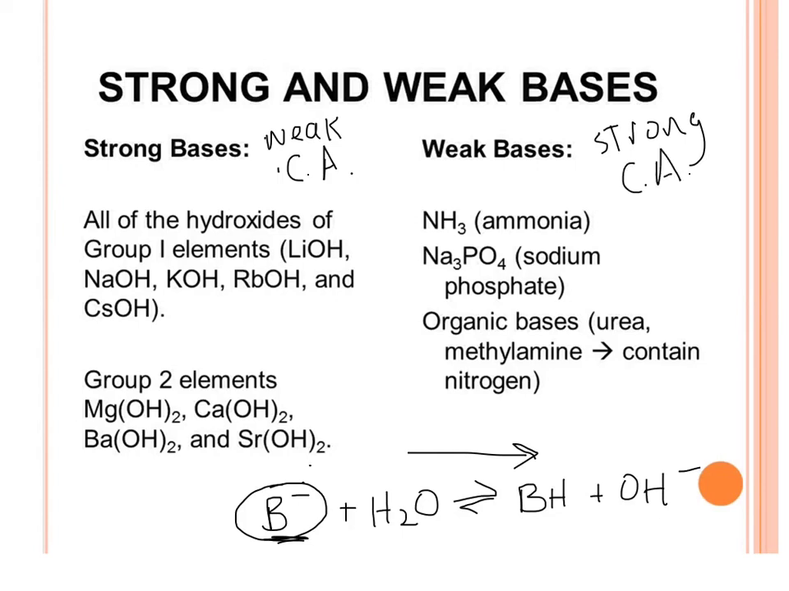Examples of strong bases: any of the hydroxides from group 1 elements as well as group 2 elements are strong bases. The difference being these ones are soluble, whereas these ones are insoluble. Pretty much all other bases are going to be weak bases. A few examples would be ammonia, sodium phosphate, as well as all the organic bases, things like urea, methylamine, things that contain nitrogen.